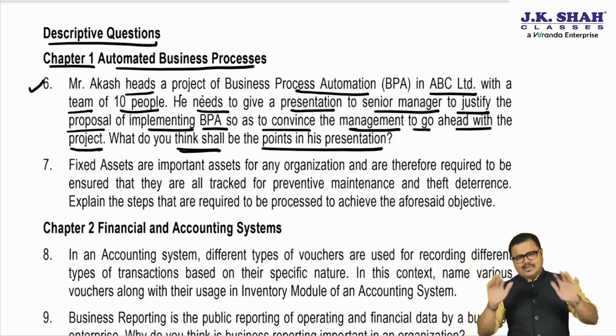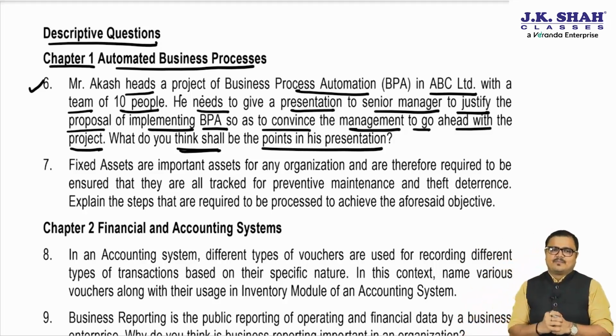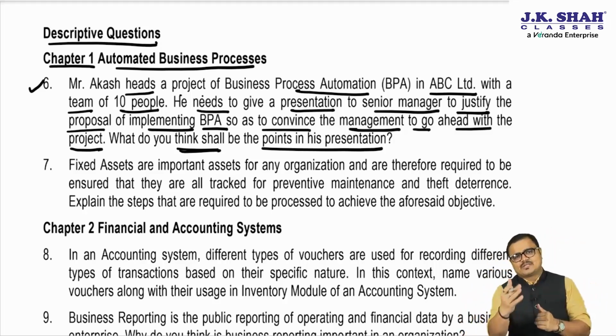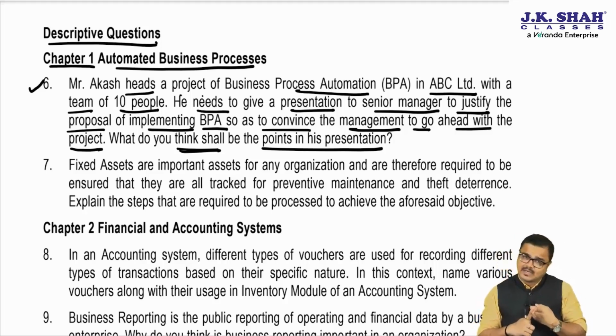Now, let us discuss it in a very general way. Tell me what could be the reply or what will be the points that Mr. Akash is going to consider? Sir, obviously it reduces the cost 100%. Reduction in salary will be there.